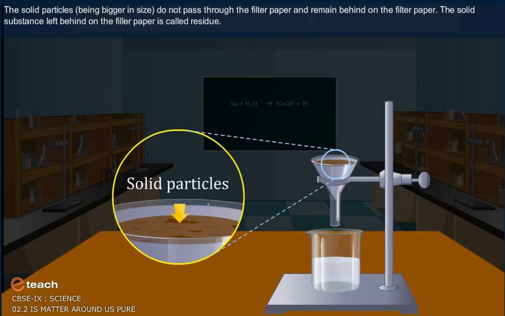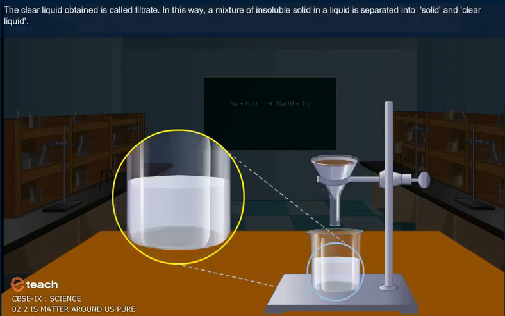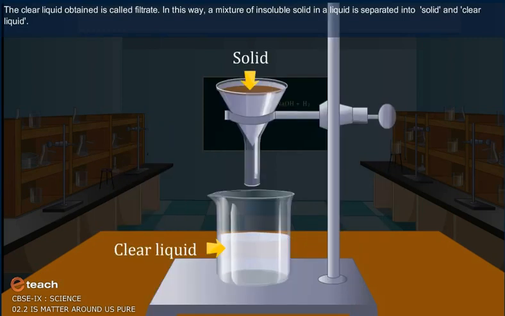The solid particles, being bigger in size, do not pass through the filter paper and remain behind on the filter paper. The solid substance left behind on the filter paper is called residue. The clear liquid obtained is called filtrate. In this way, a mixture of insoluble solid in a liquid is separated into the solid and clear liquid.